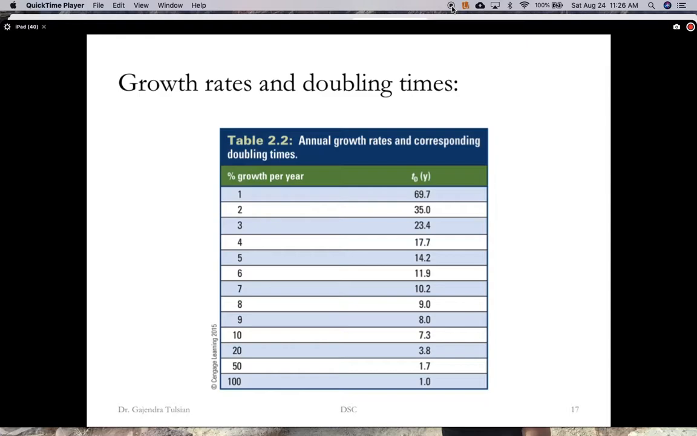Okay, so here's the growth rate and doubling time. So let's use the example of your salary. If your salary was growing by 3% per year, your salary would double in 23 years. Okay, so that's what this is saying. If your salary was increasing by 10% each year, your salary would double in 7.3 years. Okay, so that's the doubling time. And that's what this table gives you.